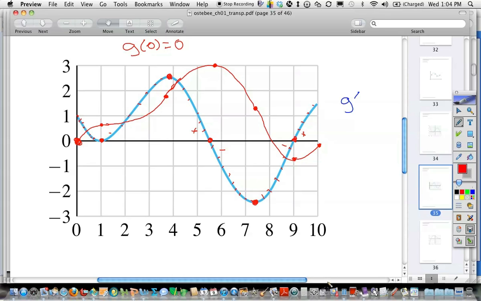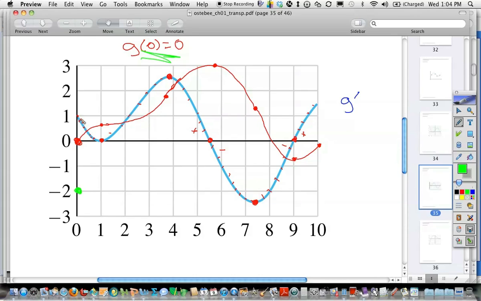Good. Now, here's my next question for you. What if they would not have told me G of 0 equals 0? What if they would not have given me a place to start? I could have started anywhere. Think about it now. What if I'd started here? And I'd asked myself all those same questions.